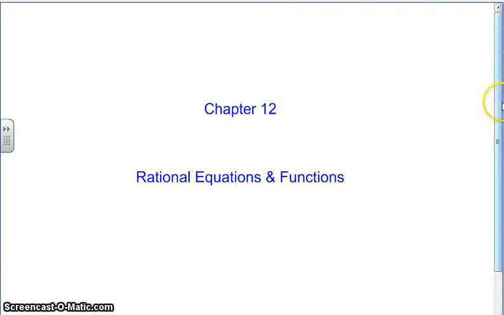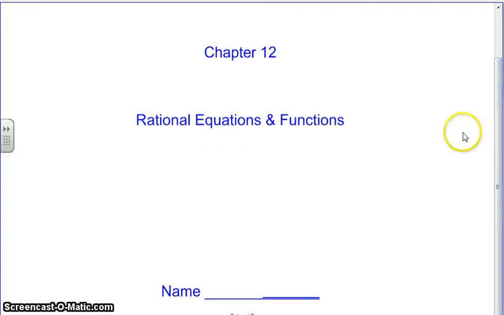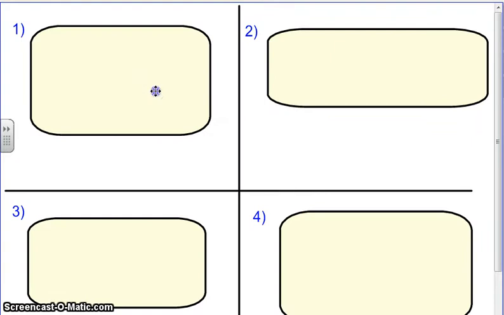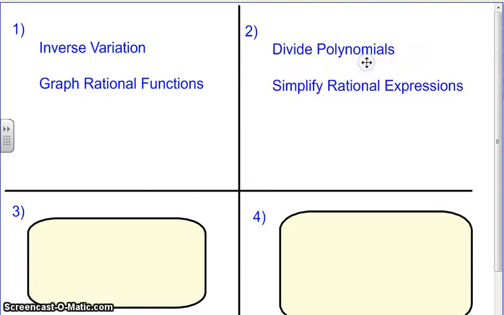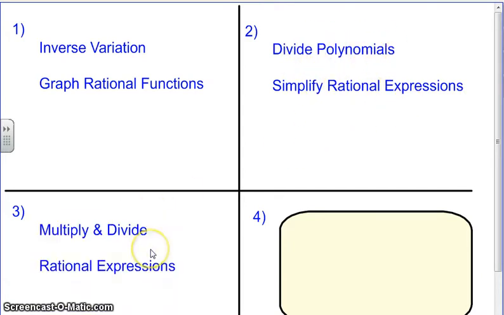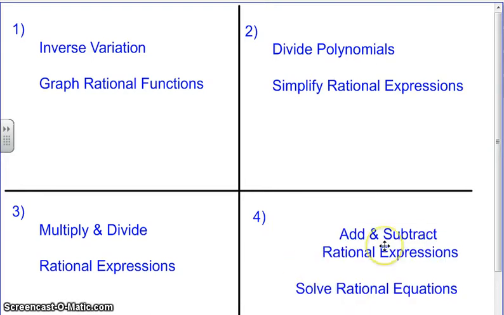Okay, so for your graphic organizer for chapter 12, give it a title, make sure your name is on it, okay? We talked about the 4 sections. The very first thing we did in chapter 12 was looked at inverse variation and graphed rational functions. We moved to dividing polynomials using long division and simplifying rational expressions, which felt familiar. And then we multiplied and divided more complex rational expressions. Finally, doing the toughest operations, which were adding and subtracting rational expressions.